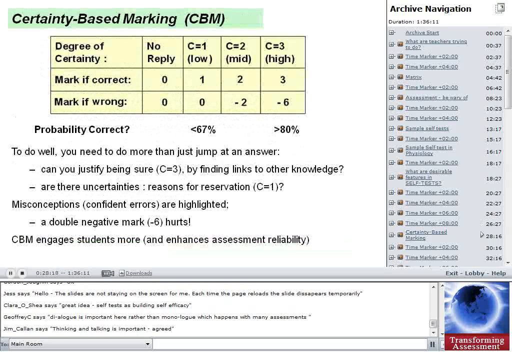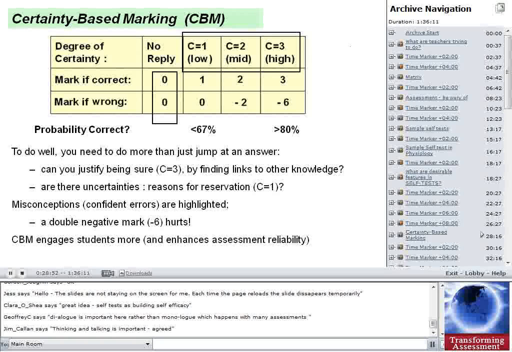So certainty-based marking, what's that all about? Well, it's basically a very simple set of marks that the students will get given depending on their response. When they give an answer to a question, they're asked not only what their answer is, of course, but how sure they are, their degree of certainty in the correctness of their answer. And there are three options basically. They can, of course, also not reply at all, in which case they'll get no marks.